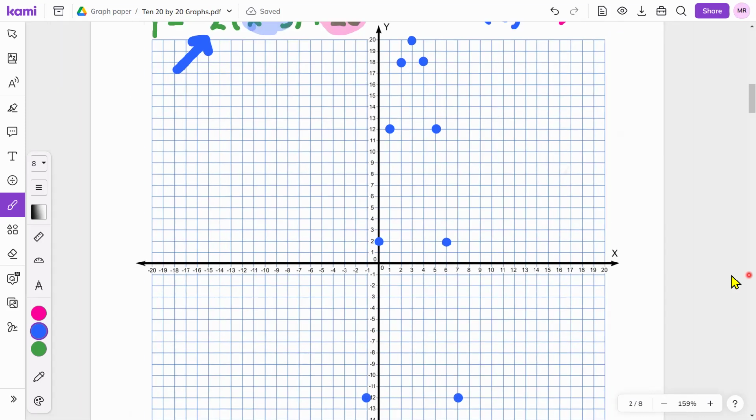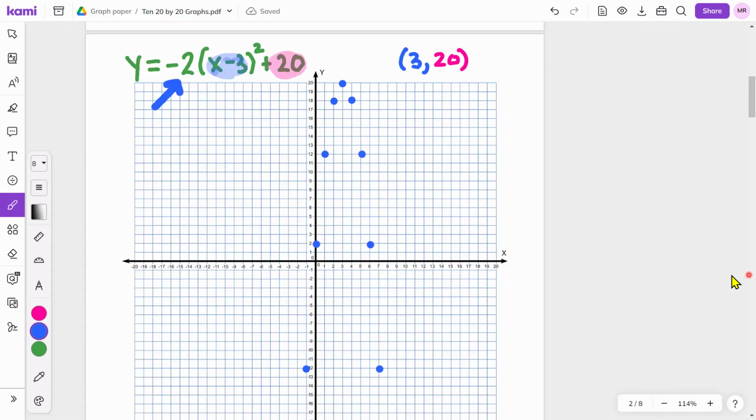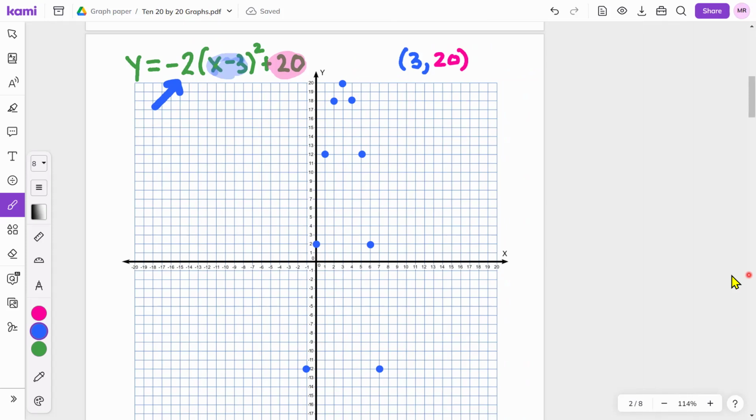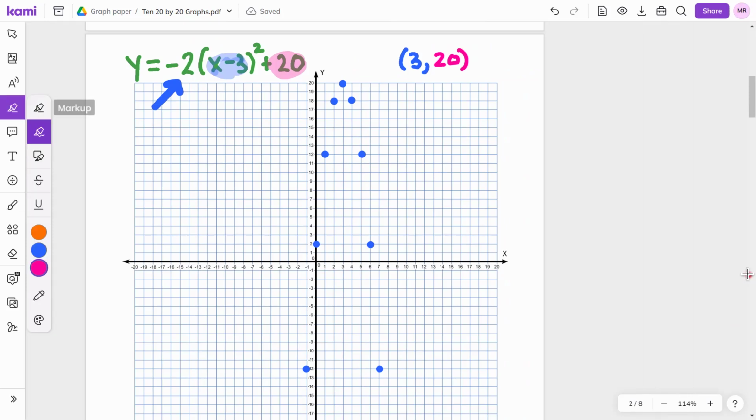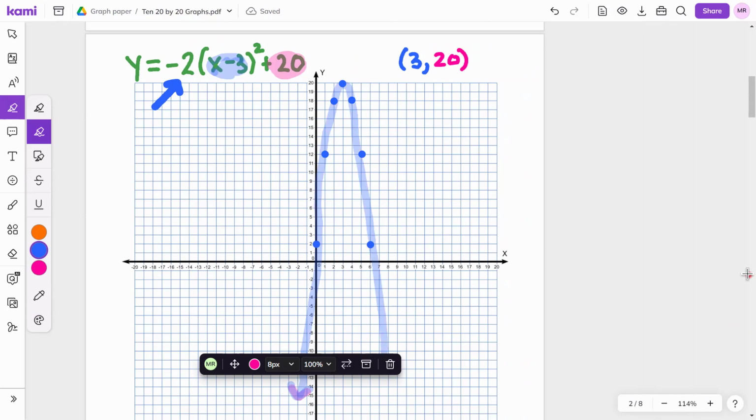And let me kind of pull that back. And then I'm going to connect my values. I'm just going to change my color. Connect my values. And there's my parabola.